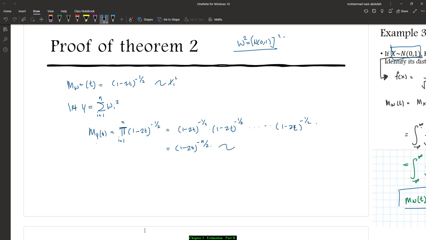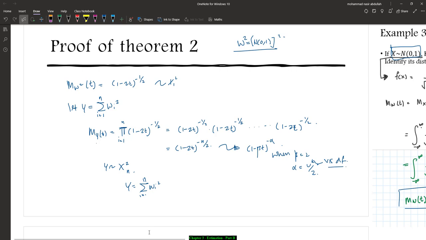So compared to the gamma distribution, (1 minus beta t) to the negative alpha, when beta equal to 2, alpha equal to V over 2. V is the degree of freedom. Right, so you can see that Y is having a chi-square with n degrees of freedom. So Y is equal to the summation of Wi squared. Right, we're trying to prove theorem number 2.